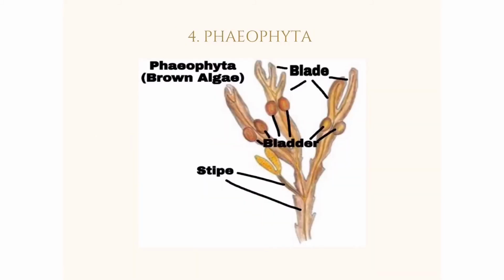So the fourth illustration that we have is the PHAEOPHYTA, which is better known as brown algae. The structures of PHAEOPHYTA are actually easily observable by the human eye, such as the bladder and the stipe. Overall, the brown algae are like the brown seaweeds that you can encounter in the water. You can see the blades as the leaves of these seaweeds and the stipe as more of the stem, the part that provides structural support for the brown algae itself.